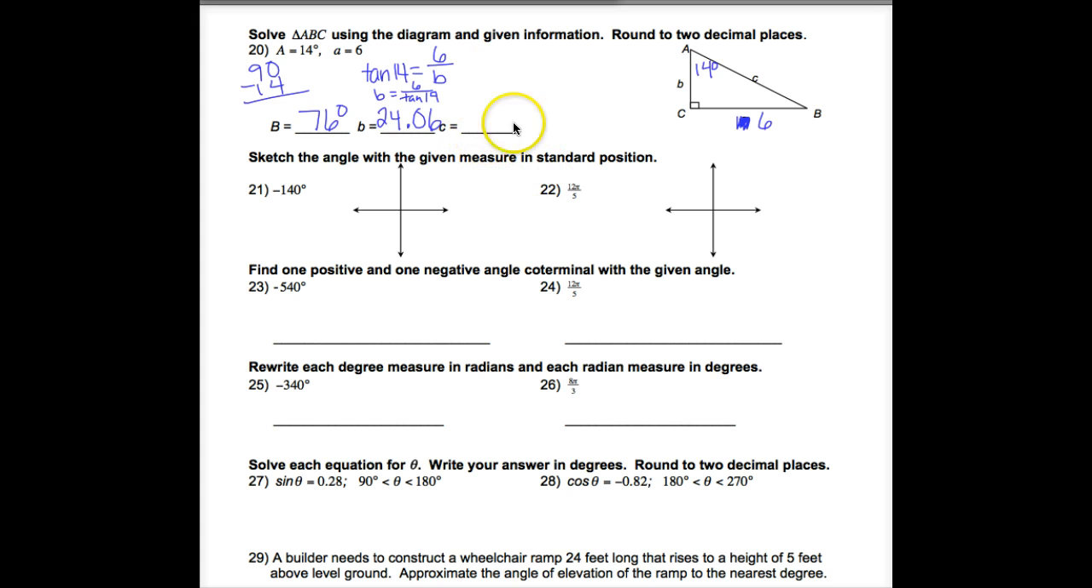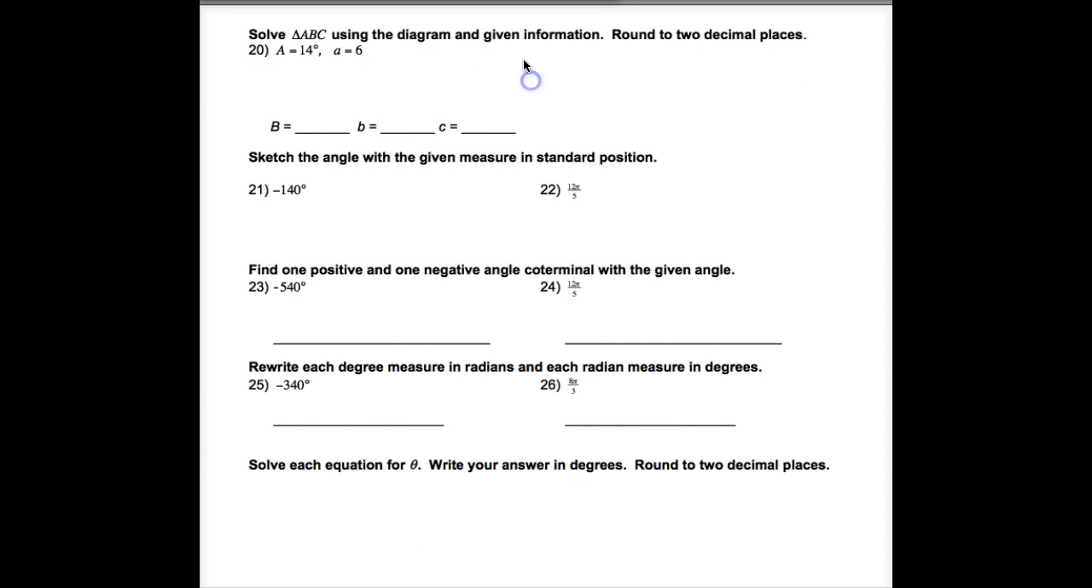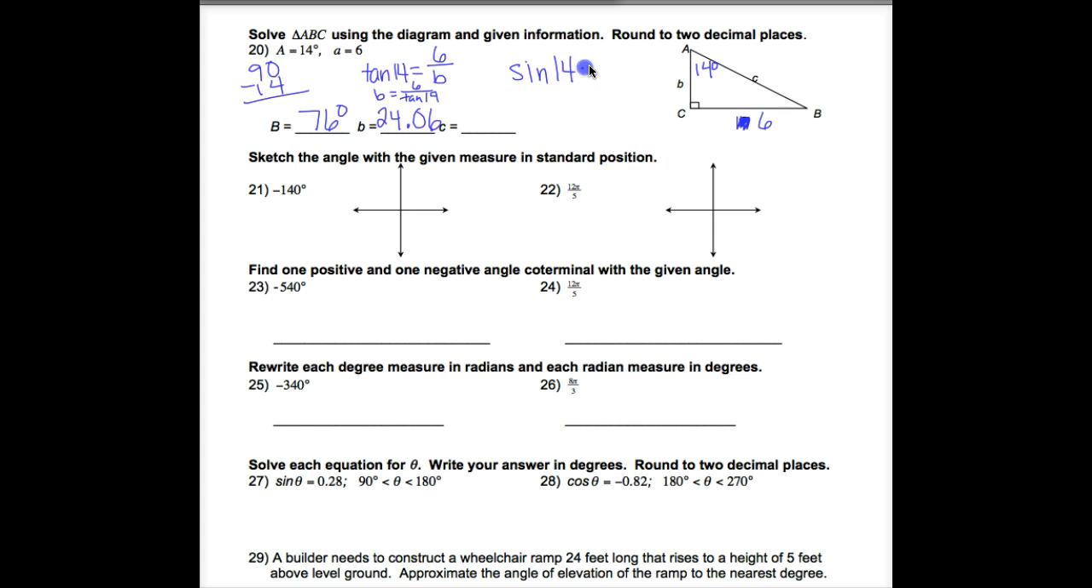Then I need to solve for C. Again, use only the given. So C is the hypotenuse. 6 is still the opposite. So opposite and hypotenuse means sine. So sine of 14 degrees equals opposite over hypotenuse. So that means C equals 6 divided by the sine of 14, which should give you 24.80.